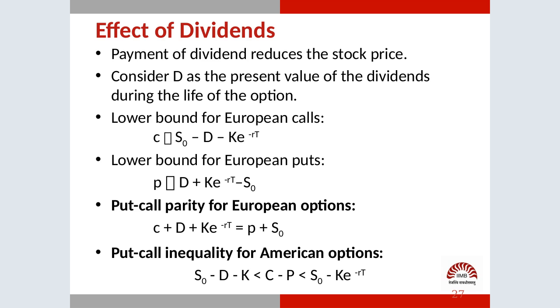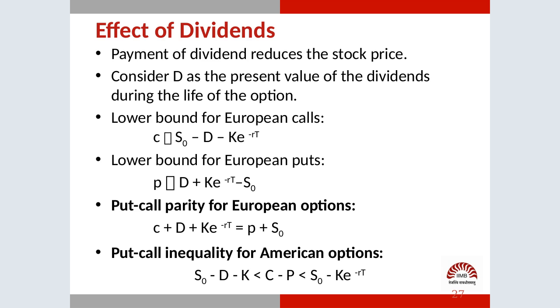Finally, I've done this only for a non-dividend paying stock. You can add a dividend paying stock if I know the dividend. Essentially, as long as I know the present value of the dividend, I can include it. What do I need to do? All I need to do is, wherever I have an S0, subtract the present value of the dividend from the S0.